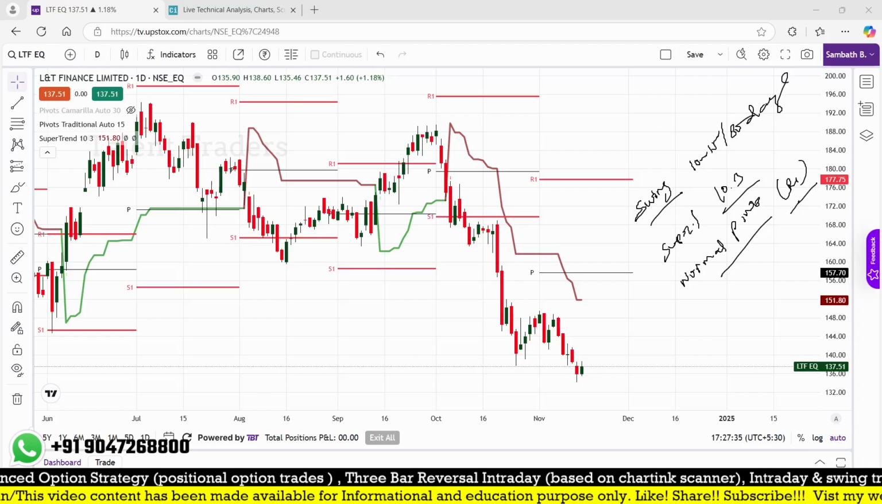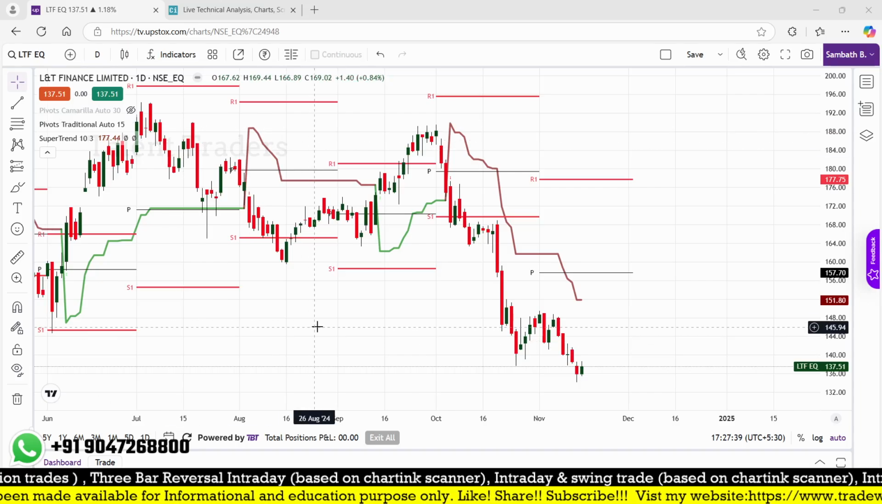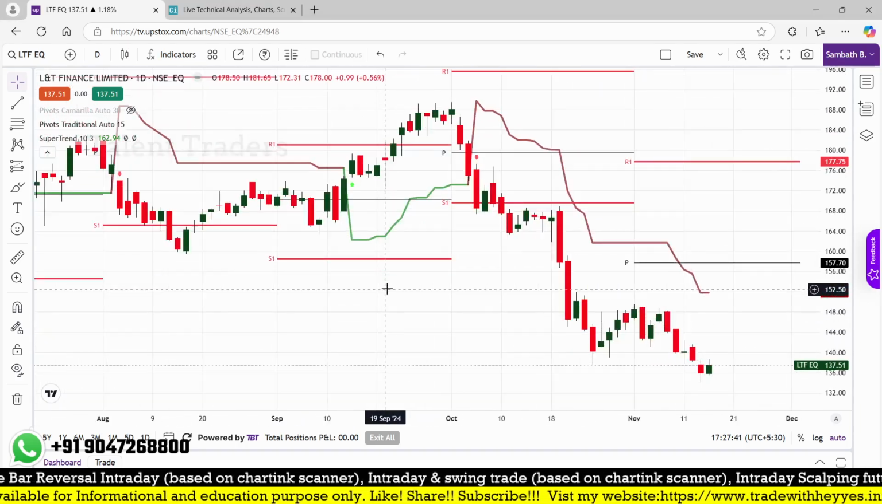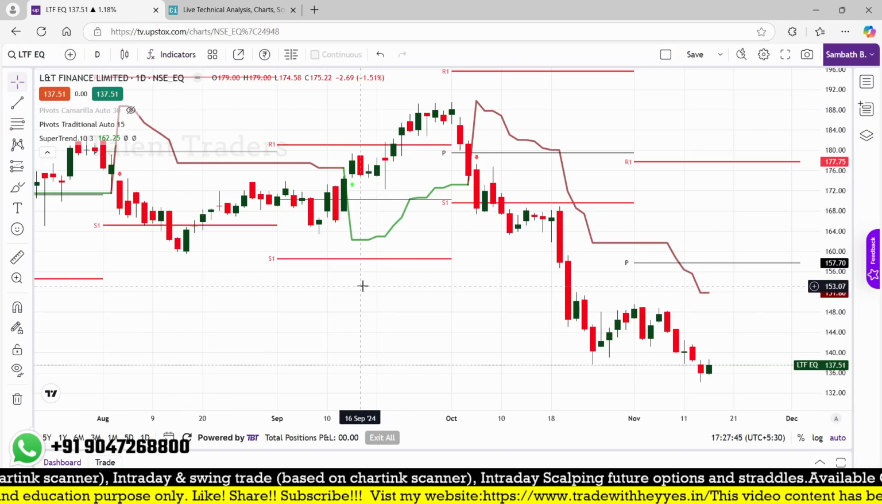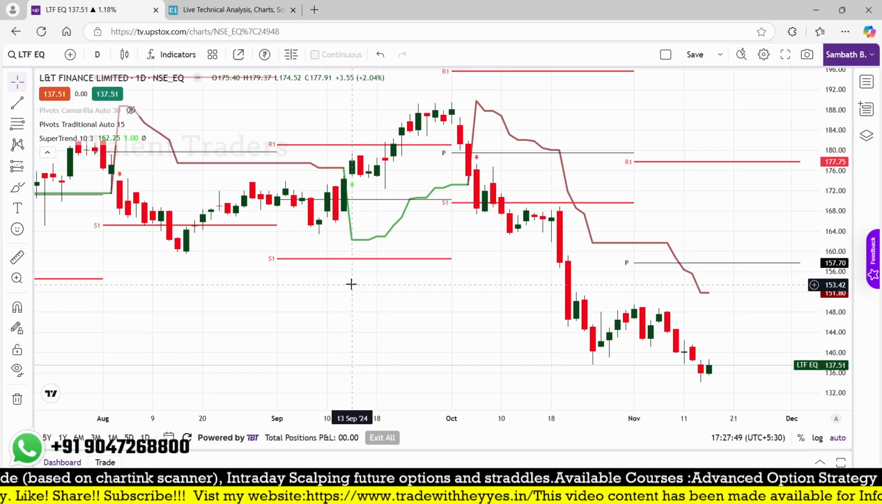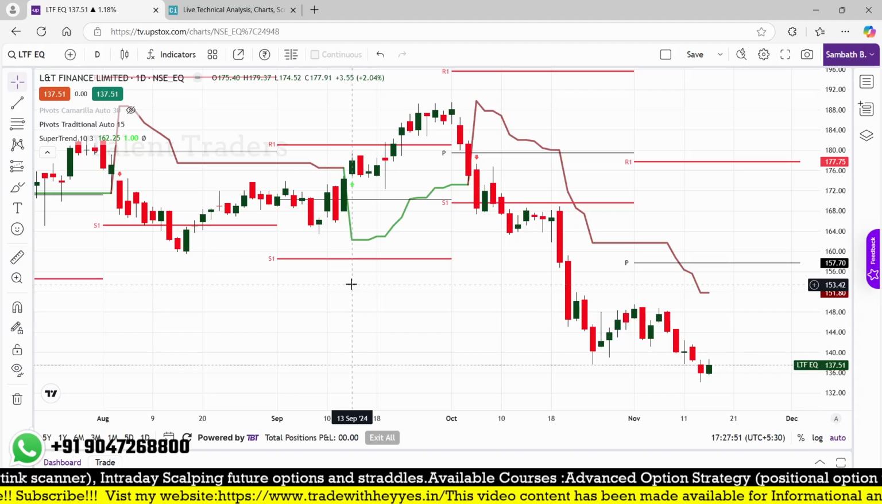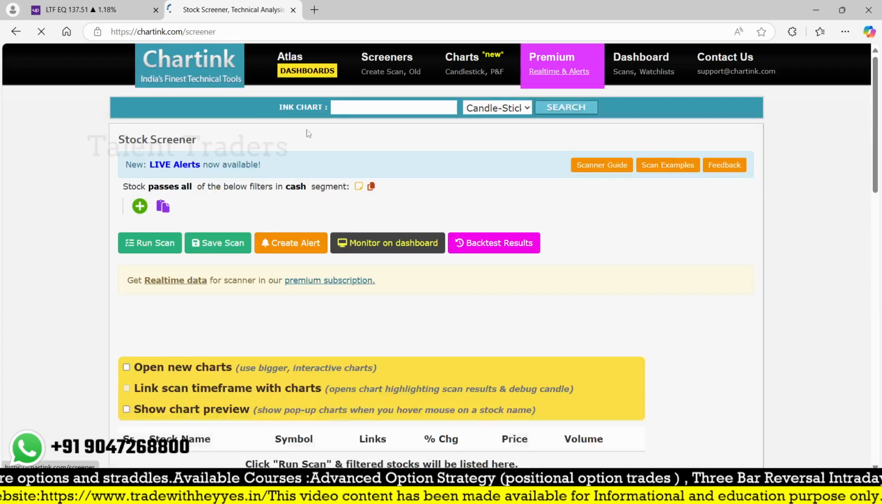Let me try to create the scanner. Let's see if it works, and then we can modify it and add some values to the scanner to give you better results on swing trading. So let me try. The Supertrend should be in a buy signal, and the stock which started below should have closed about to the pivot line. So that is the main condition in this particular scanner. So let me create the scanner.